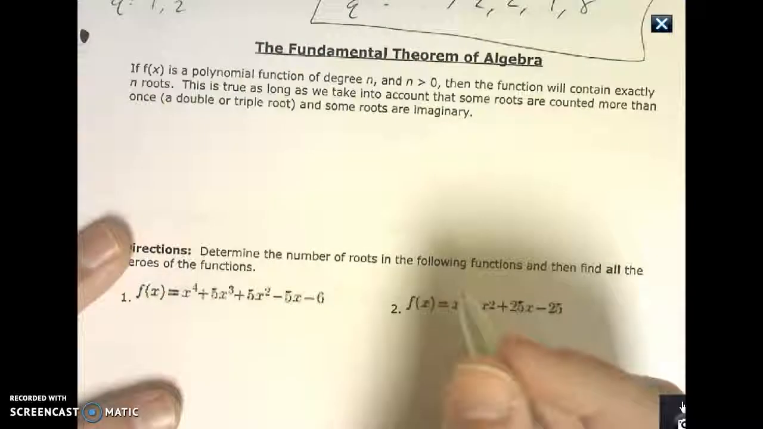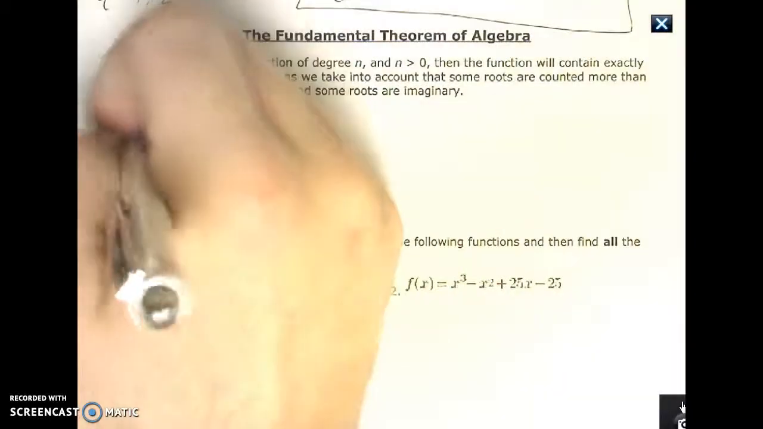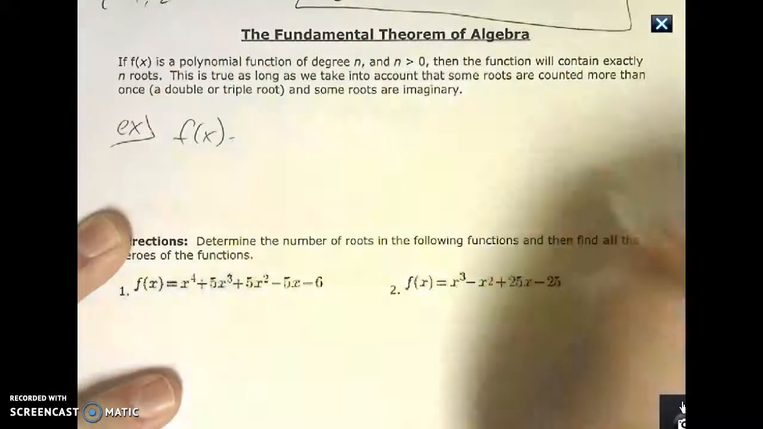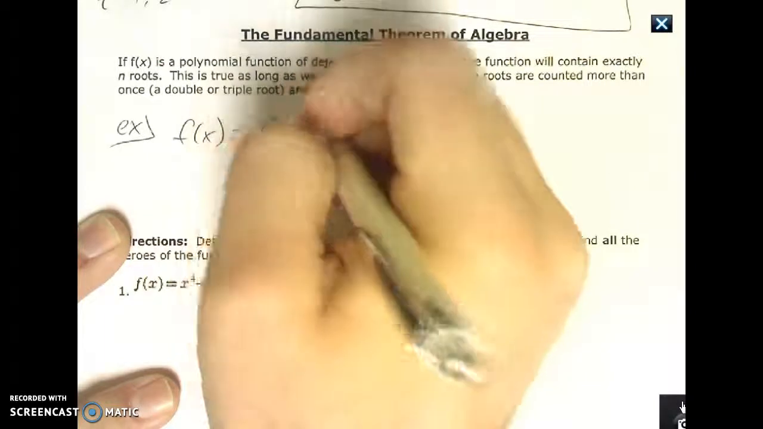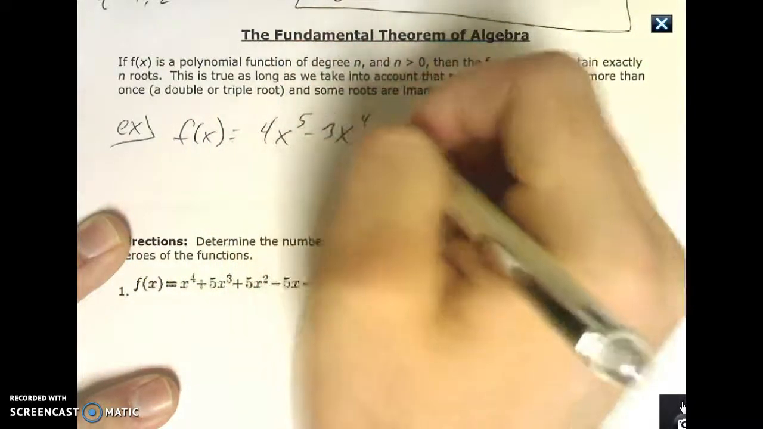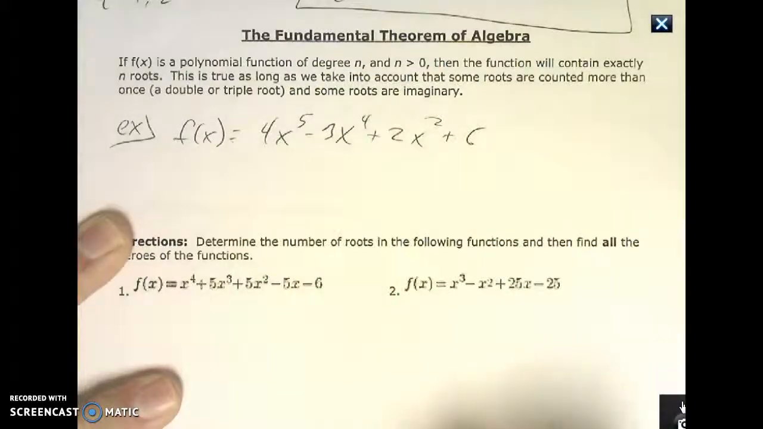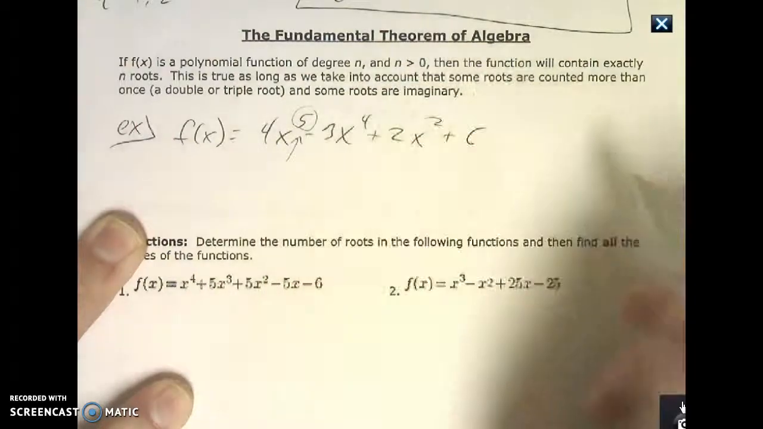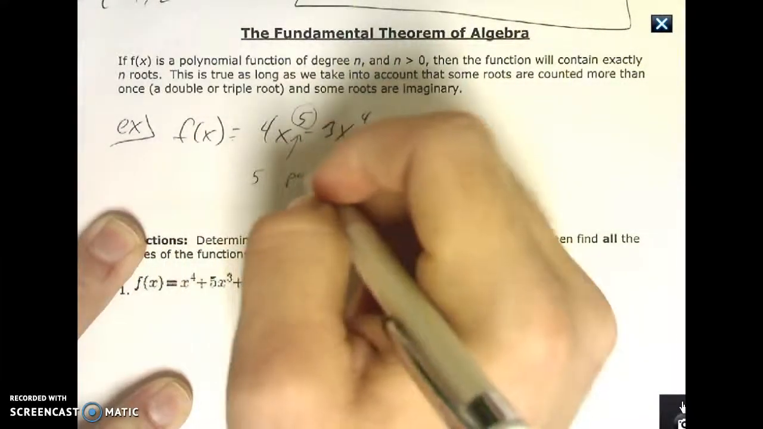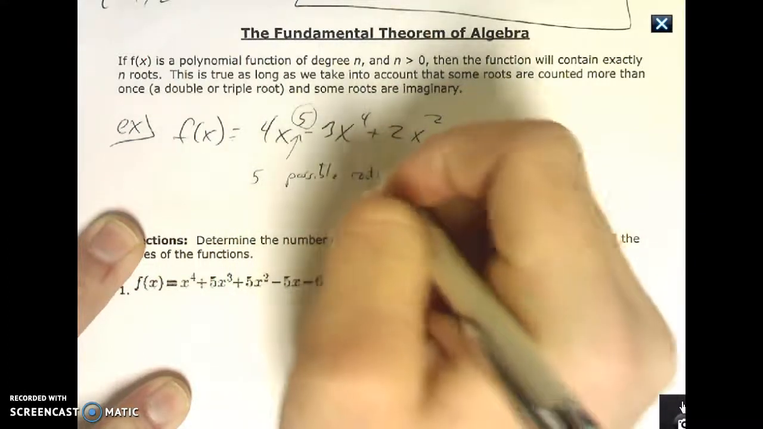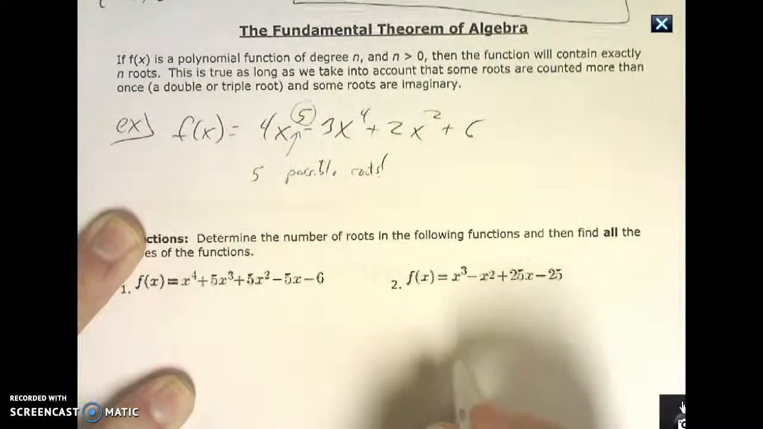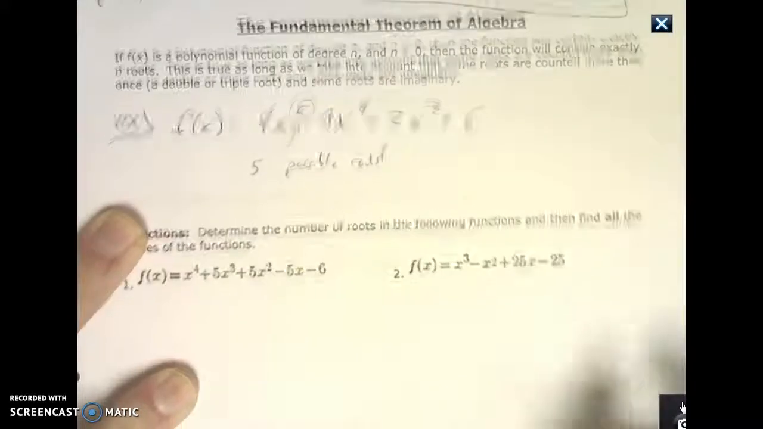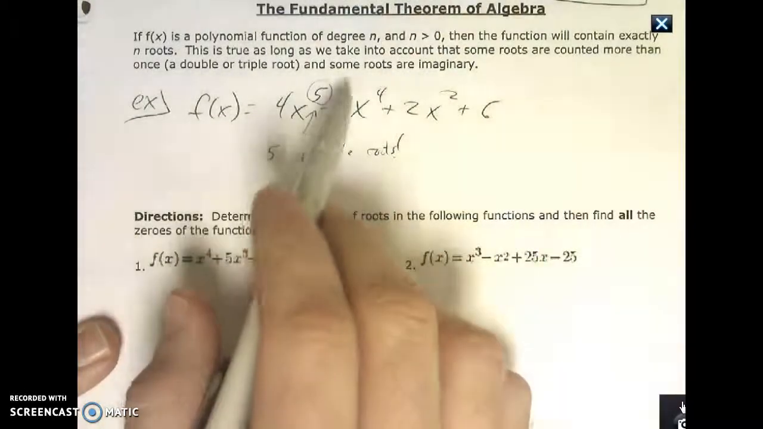We talked about this in class, setting it up a bunch of different times. Here's just an example. If I have 4x to the 5th minus 3x to the 4th plus 2x squared plus 6, the highest possible number of roots we can have is the highest degree, which is 5. 5 possible roots. Now, what you could have though is a number of double roots and triple roots that add up to 5. All it's saying is the highest number of answers you can have is the highest degree.